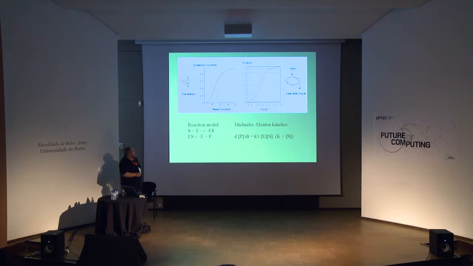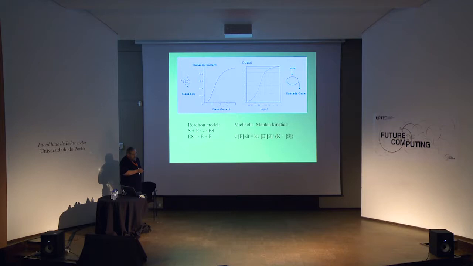Well, it was known since, let's say, 1910. It's called Michaelis-Menten kinetics, very basic for people who study enzymatic reactions. But if you look at this curve and at the transistor characteristics, then they are so similar. So maybe we can do logic, not with transistors, but with enzymatic reactions.